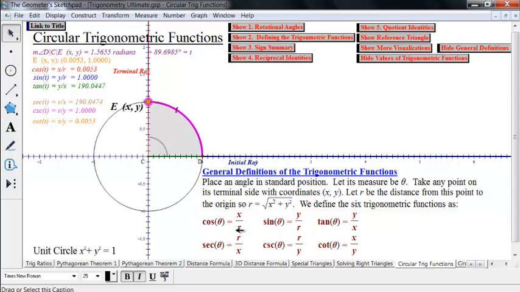So x is 0, so cosine of pi over 2 is 0. Sine of pi over 2 is 1. Secant would be undefined for pi over 2, but cosecant would be 1. Tangent of pi over 2, let's see, y is 1, but x is 0. We're dividing by 0, so tangent would be undefined there for pi over 2. But cotangent is defined. It's 0. 0 over 1 is 0.